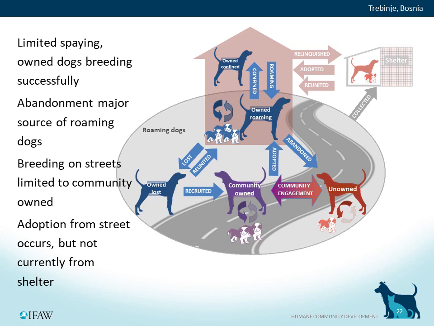Through a combination of street surveying and household questionnaires, we found that 35% of the households owned dogs, and that about 20% of these owned dogs were allowed to roam for at least part of the day unsupervised. And we found that of these owned dogs, about 20% were sourced as pups of litters born within that same household. And we found that just 20% of the females were spayed. So we were able to conclude that in this particular municipality, there was limited spaying of female dogs and that the owned dogs were breeding successfully.